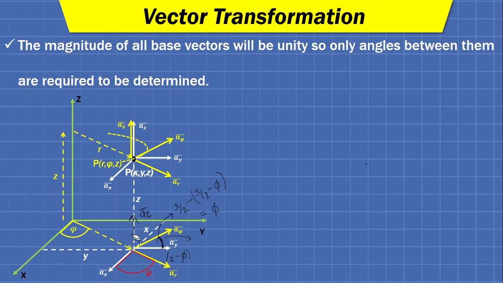So as you can see, the angle between x direction and r direction is phi, and being so, the angle between r and y direction will be 90 minus phi. Similarly, the angle between y and phi direction is phi, and the angle between x and phi direction is 90 degrees plus phi.